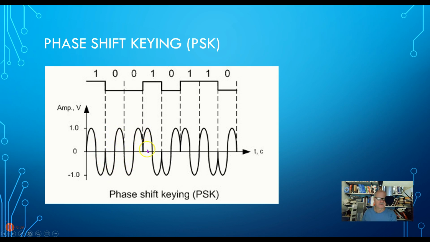So by reversing the phase of these signals, I can represent a 1 in one phase or a 0 in the other phase. This is 180 degrees out of phase from this period of time. That's called phase shift keying.